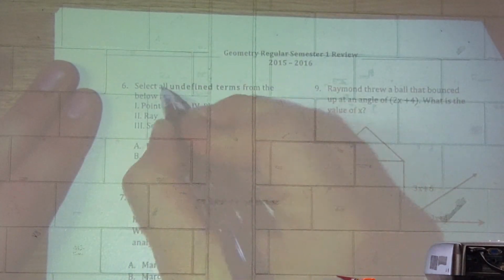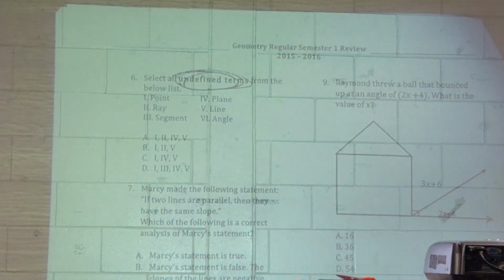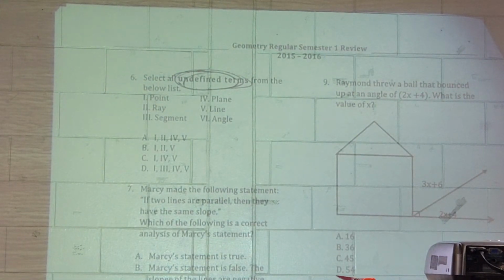All right, number 6. Number 6 should be a super easy question. This is going to be on your exam, I promise. What are the undefined terms? Oh my gosh, this should be one of the easiest questions. You should not miss it.